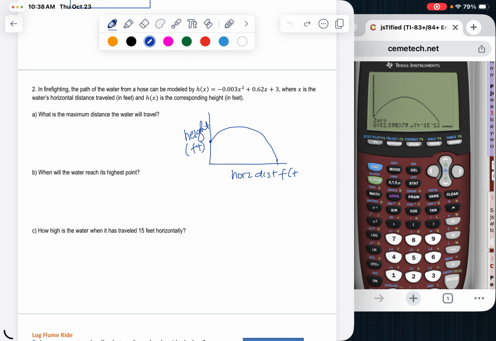Okay. I put f of t instead of feet. You can tell my math teacher, huh?